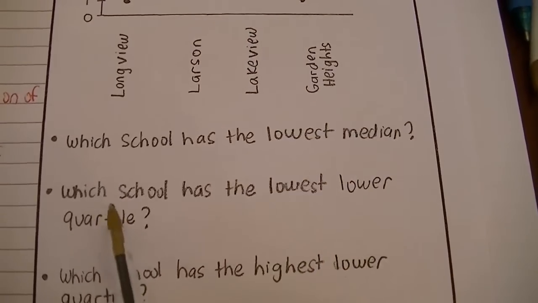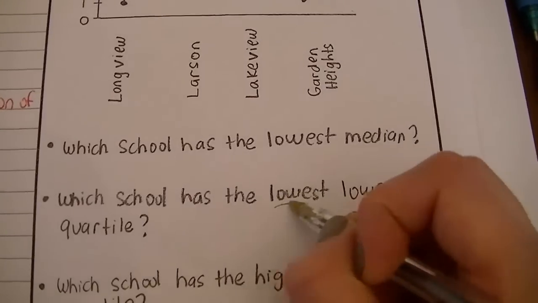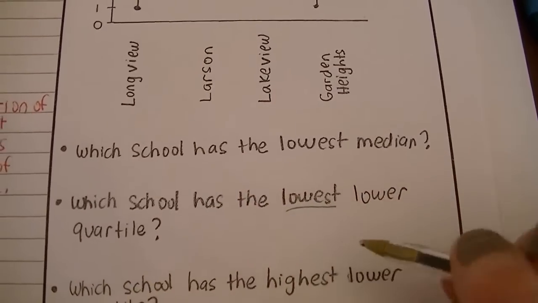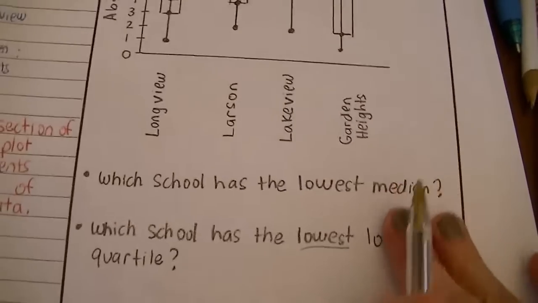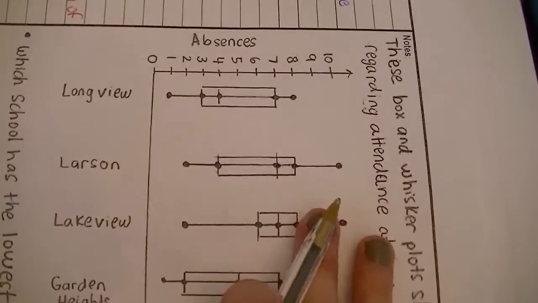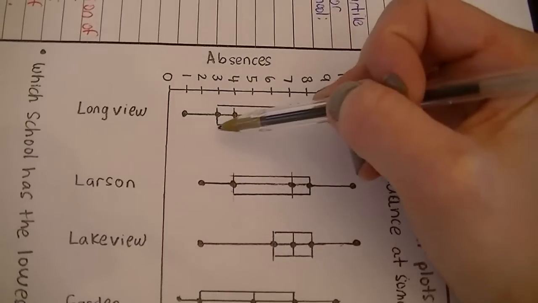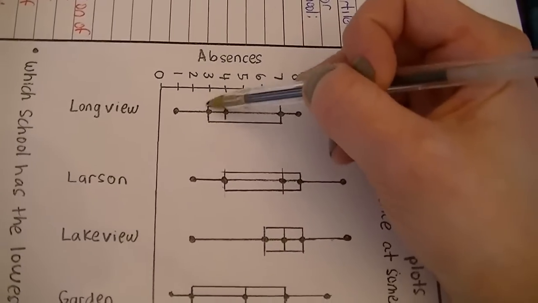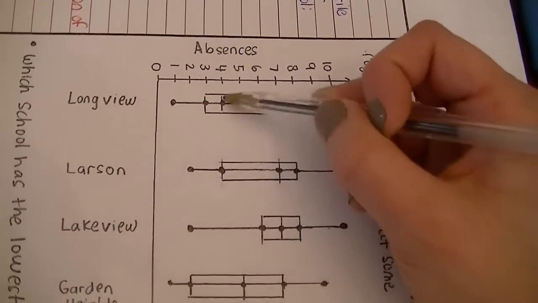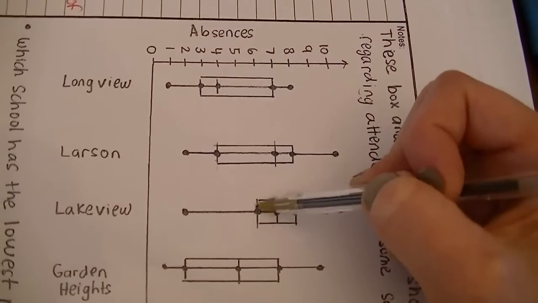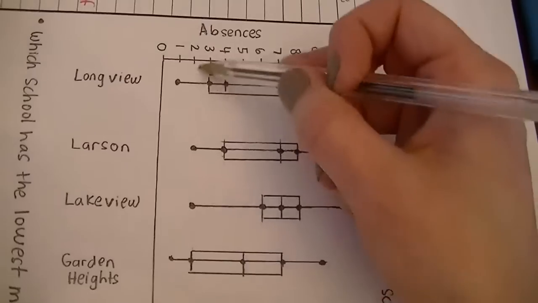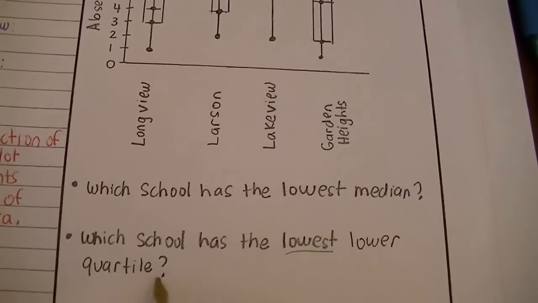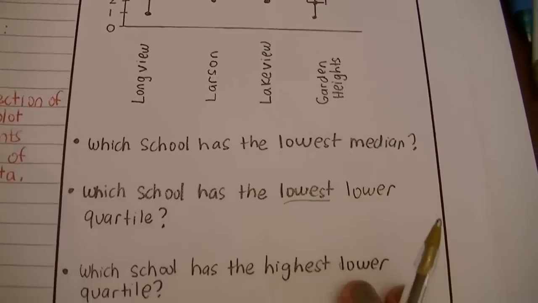The next one asks, which school has the lowest lower quartile? So we have to find the lower quartile of each one of them. That's what we're going to focus on, the lowest lower quartile. The lower quartile for Longview is 3. Larson's lower quartile is 4. Lakeview's lower quartile is 6. Garden Heights' lower quartile is 2. So you need to find which school has the lowest lower quartile and write it down.